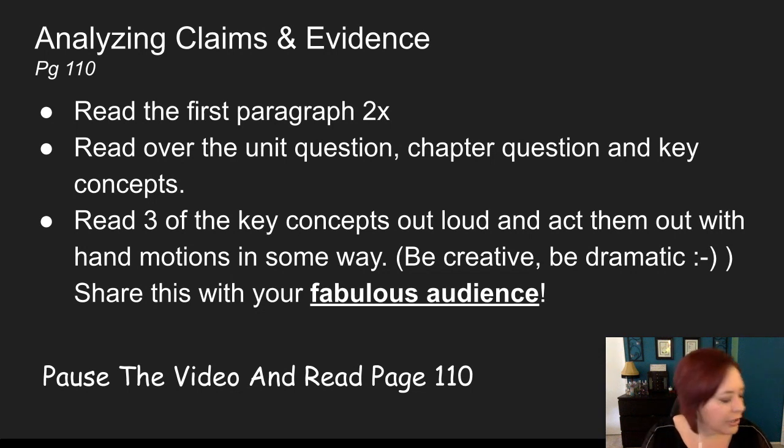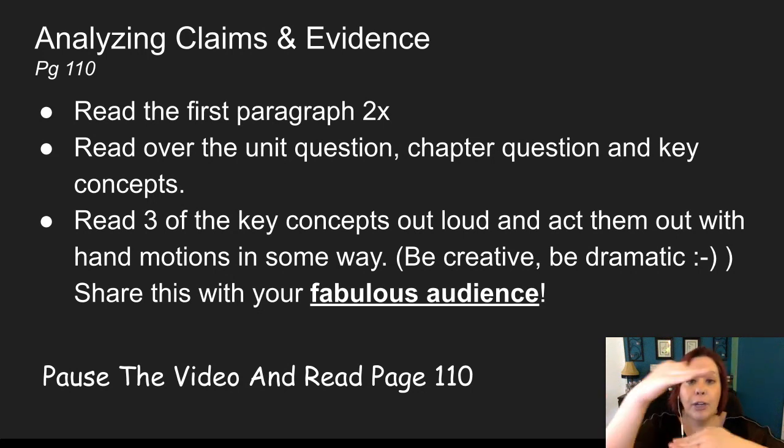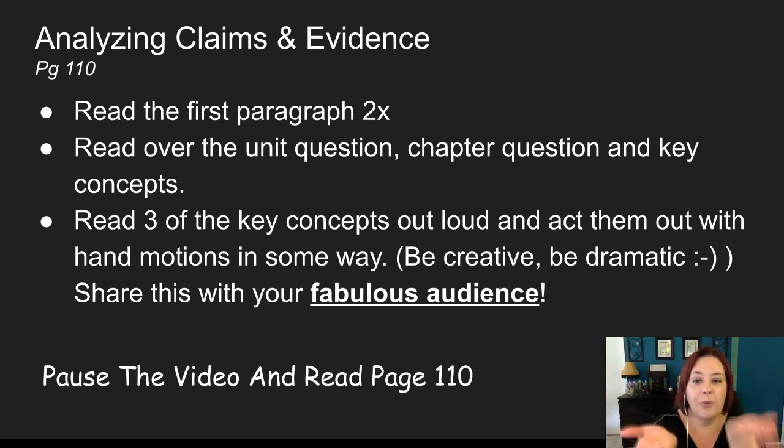So if you look at the third key concept, it says, if the number of births and deaths in a given time are equal, then the population size will be stable. So I would say, if the number of births and deaths in a given time are equal, then the population will be stable. So that would be my hand motion. So go ahead, take a moment, pause the video, and read page 110, and make sure you act out 3 of the key concepts, okay? Pause the video now. Welcome back. I know you had a great time acting out your key concepts.